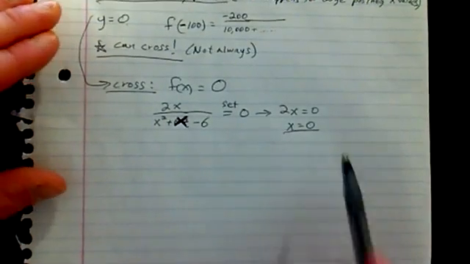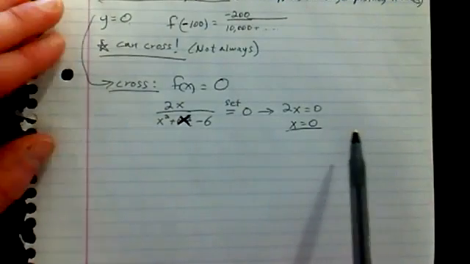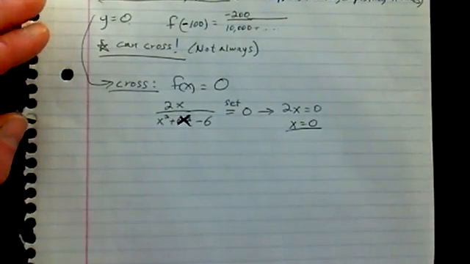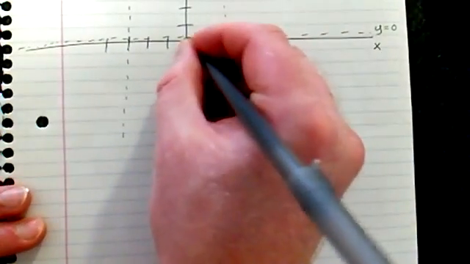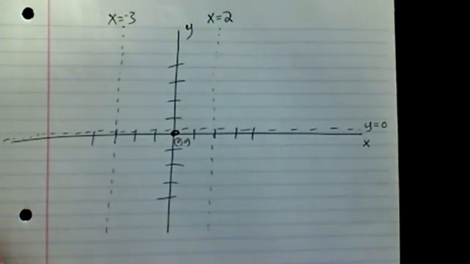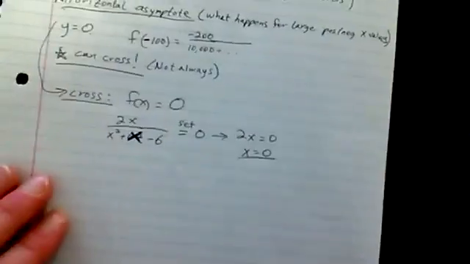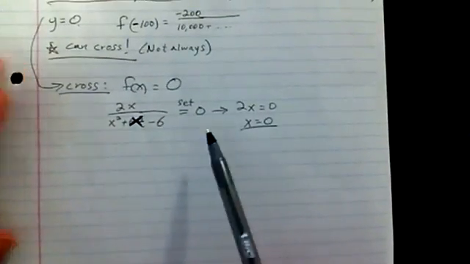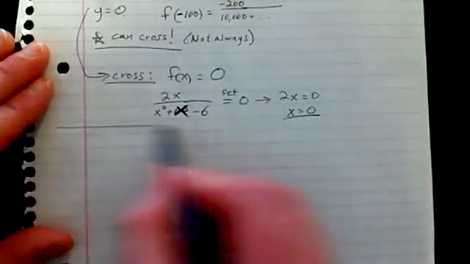So since I was able to find an x value such that f of x is equal to 0, this works out just fine. If we go back to our graph, that means we're going to cross right here at 0, 0. That's also an x-intercept. Now that's fine. If we're trying to figure this out and we got nonsense like 2 equals -3, or we didn't get an x value, then it won't cross.